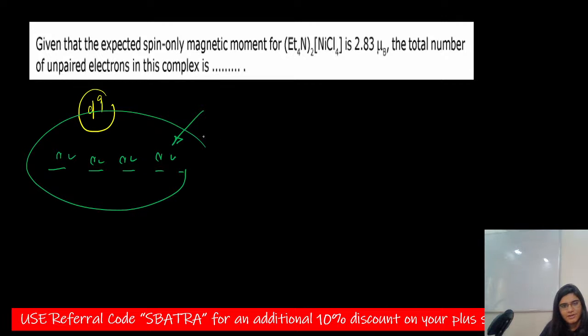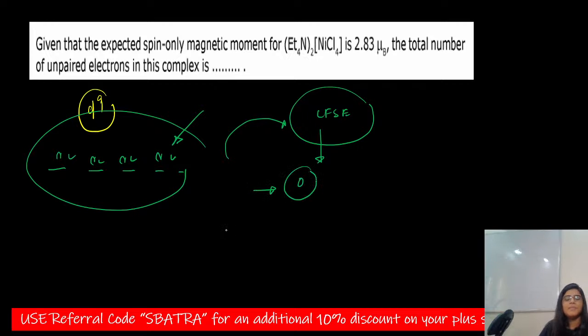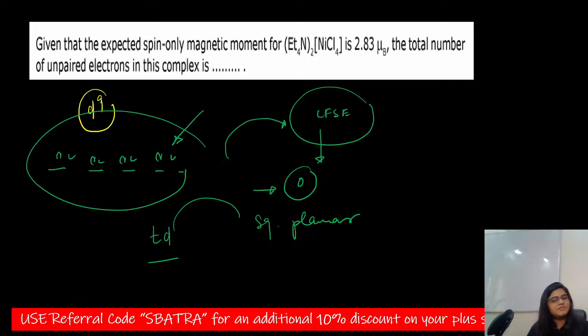So how can we explain this concept on the basis of CFSE? On the basis of CFSE, this CFSE is 0. If I talk about high CFSE, then I can convert tetrahedral structures to square planar structures. But in this particular case, the CFSE is actually 0, and that is why this structure is dominating.